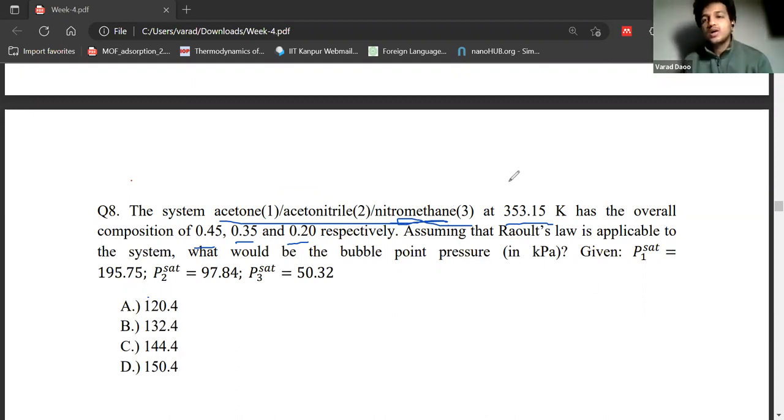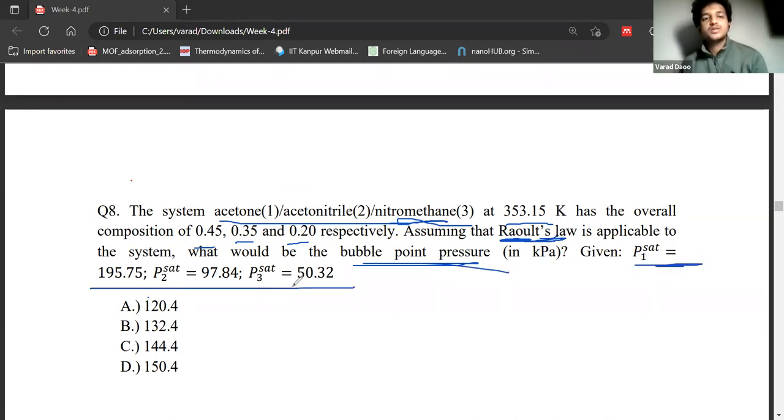Okay. Now assuming Raoult's law. What we need to know is whether Raoult's law is applicable to the system. What would be the bubble point pressure? We are given the saturation pressure of all the components. It's a fairly easy question if you know what Raoult's law stands for. What is Raoult's law? And remember, these are the compositions.